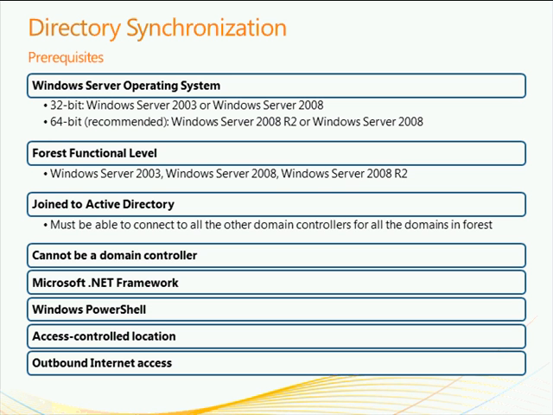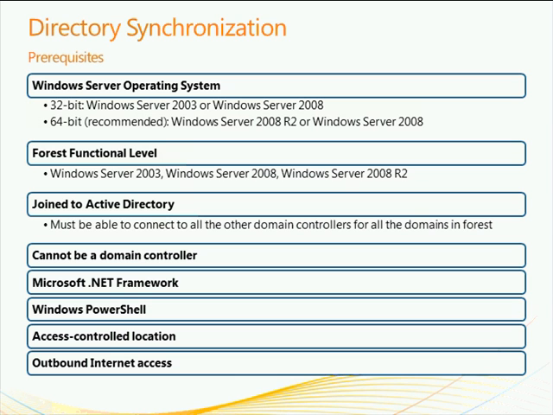Quickly go through some of the prereqs. There's a 32-bit version and a 64-bit version of DirSync. It requires a forest functional level 2003 and above. The DirSync server cannot be a domain controller, and it must be a member server that has access to all the other domains in the forest. It requires the .NET Framework and Windows PowerShell, and in general, it's recommended to have this server in an access-controlled location, meaning in your locked server room somewhere.